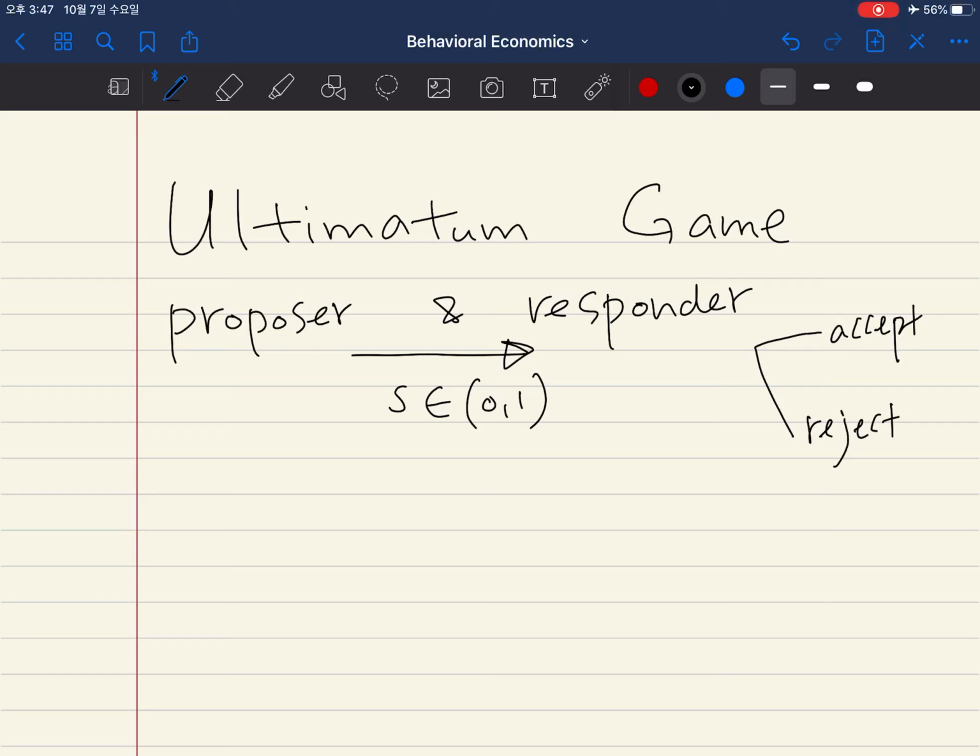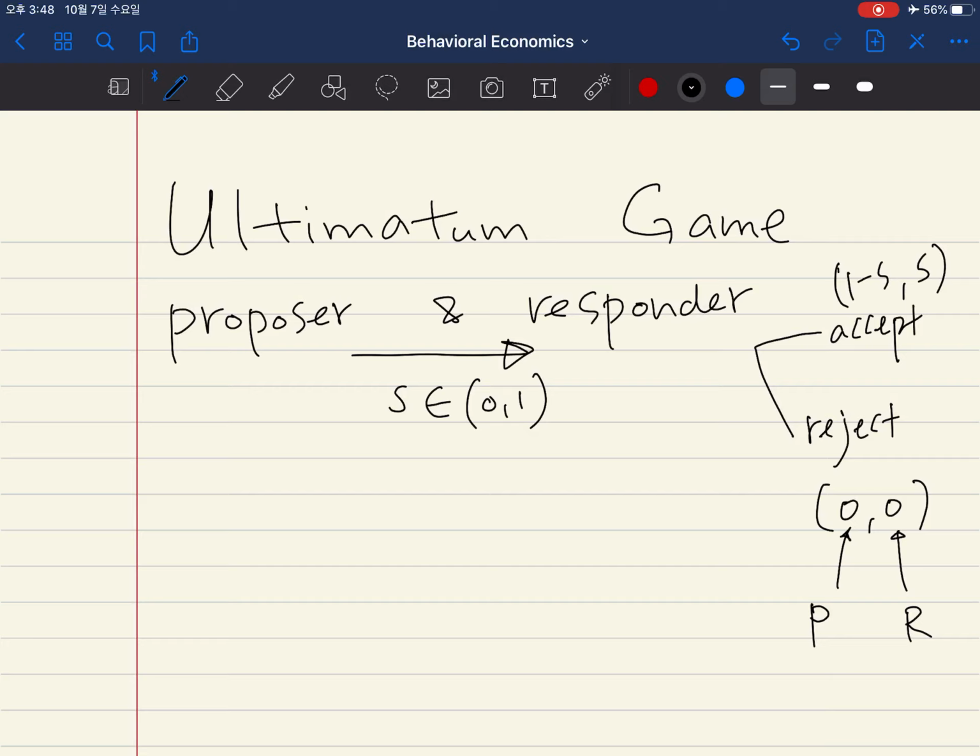If responder rejects, then both proposer and responder obtain nothing. So their payoff is 0 and 0. The first number represents proposer's payoff, and the second number represents responder's payoff. If responder accepts, then proposer gets 1 minus S share of the endowment, and responder is going to obtain S share of the endowment.